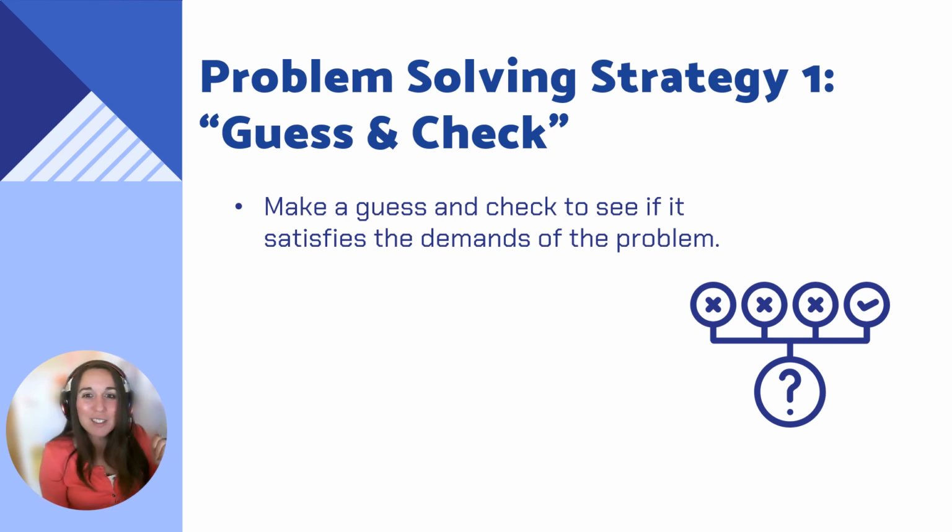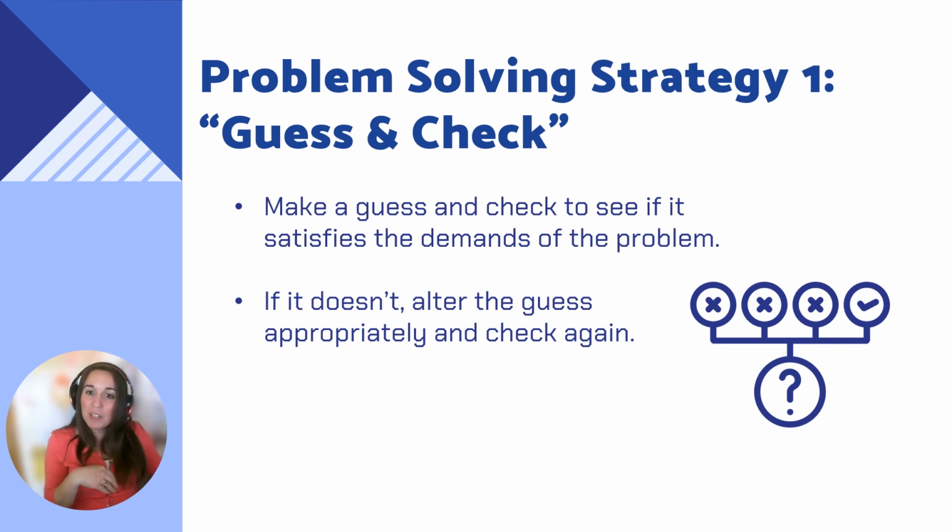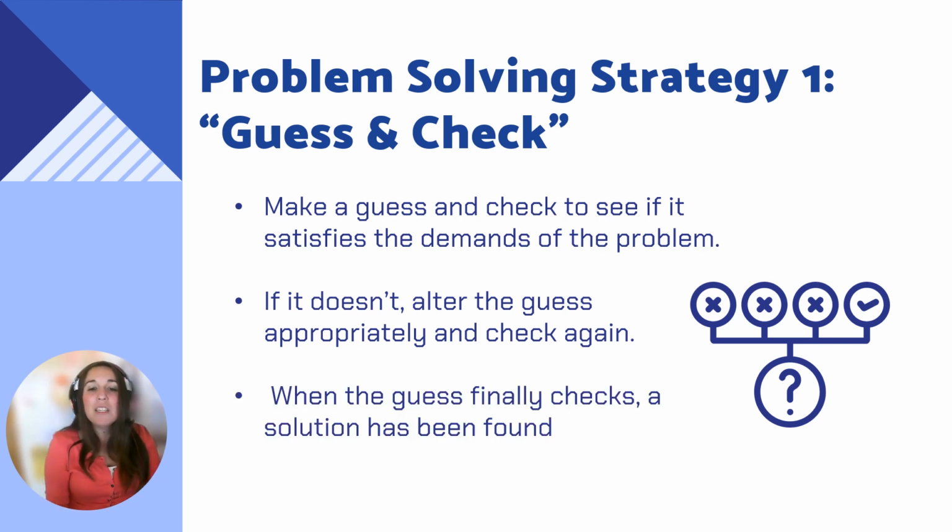So what do you do when you guess and check? Well, you make a guess and you check to see if it satisfies the demands of the problem. If it doesn't, alter the guess appropriately and check again. And then when the guess finally checks, a solution has been found. So this strategy in and of itself really gets at the heart of Polya's problem-solving principles, right? Our first guess might not check out, and our second and our third and our fourth and our fifth might not check out. But each time we make a guess, we're going to notice something. Like maybe when we made a guess, the answer was too small. So we know we need to alter the guess and make it a little bit bigger so that our answer gets bigger. So guess and check helps us to notice patterns, relationships, and it certainly gets us started. So it's a really strong strategy.